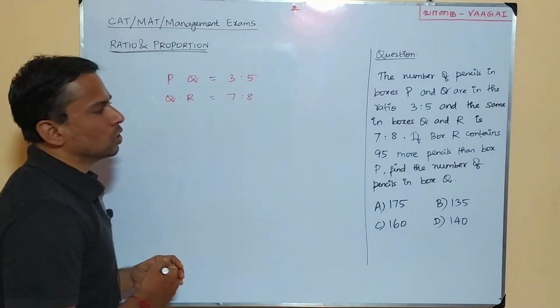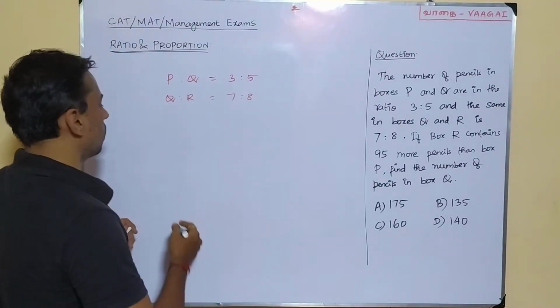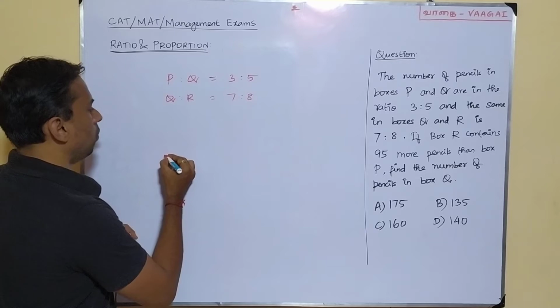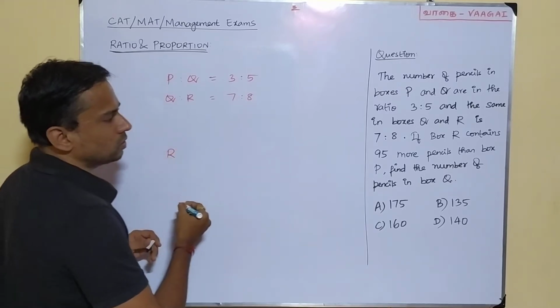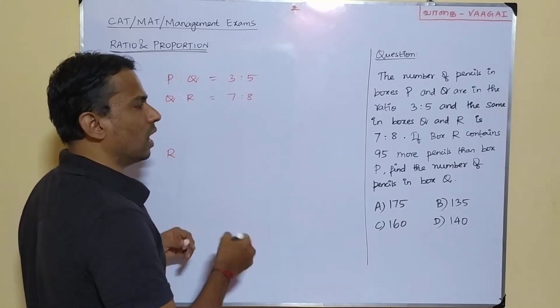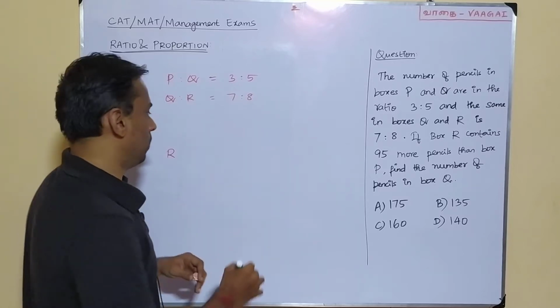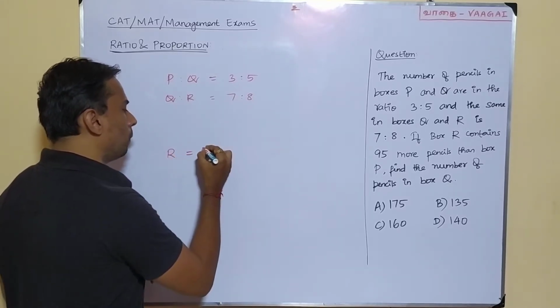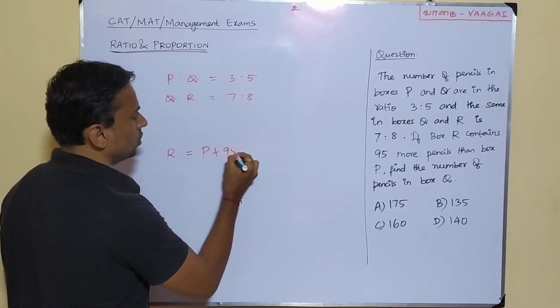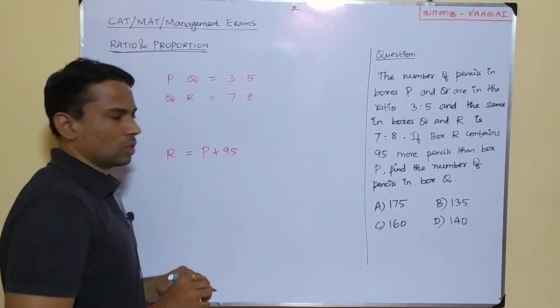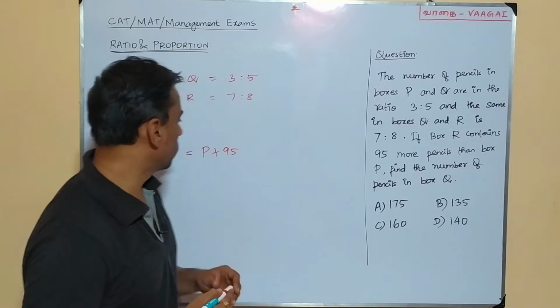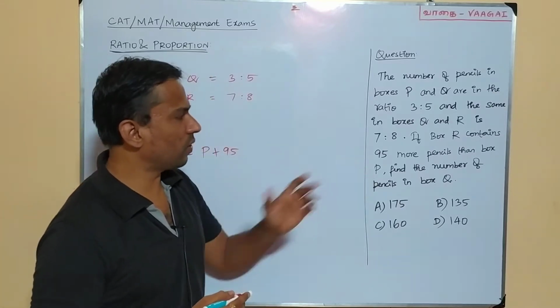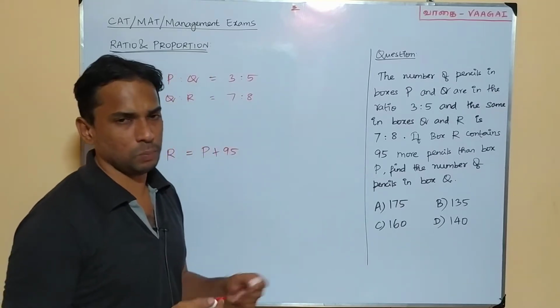This is the question. Another piece of information is very clear: box R contains 95 more pencils than box P. This is what they are comparing, right? So this means R will be equal to P plus 95. This way we can compare it. Yes, this way we have compared. Then find the number of pencils we have in box Q.